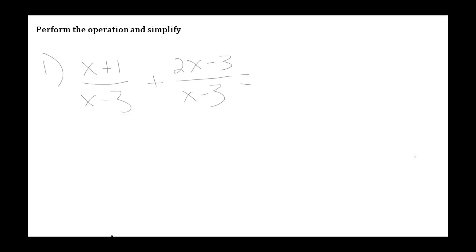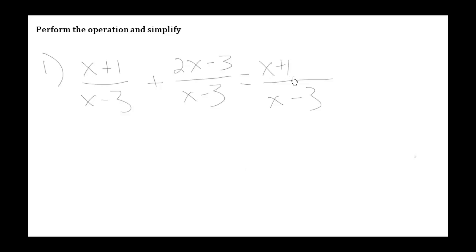Okay, here's our first example. Good directions: perform the operation, simplify. It doesn't say solve. This isn't an equation. We're going to try to add two rational expressions, polynomial over polynomial, polynomial over polynomial. And good news, in example one they have the same bottom, so I can just go ahead and do the addition.